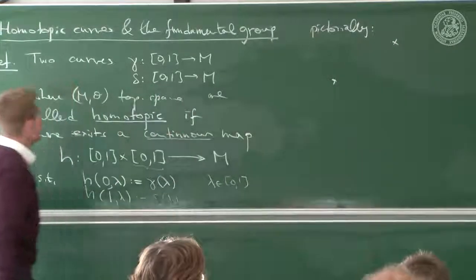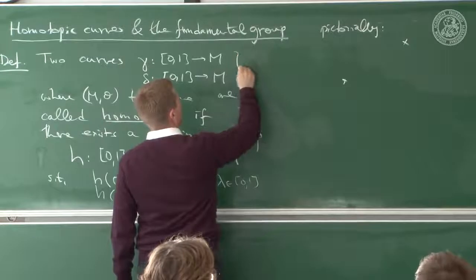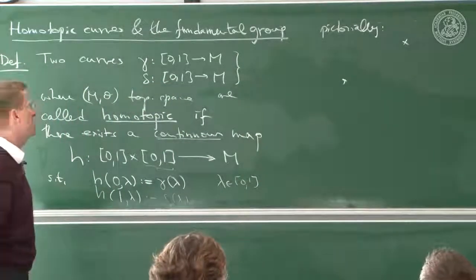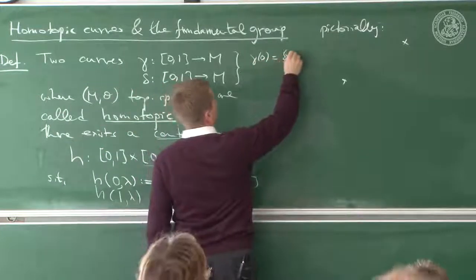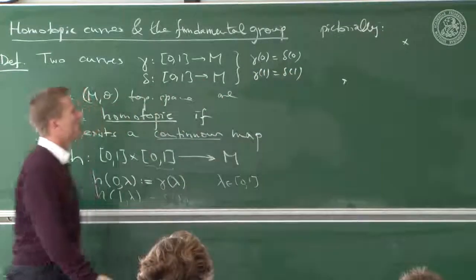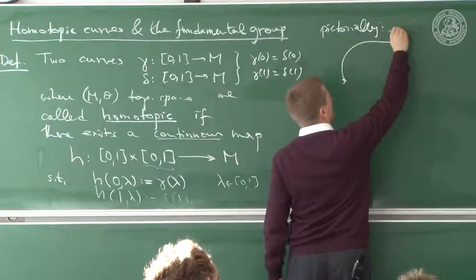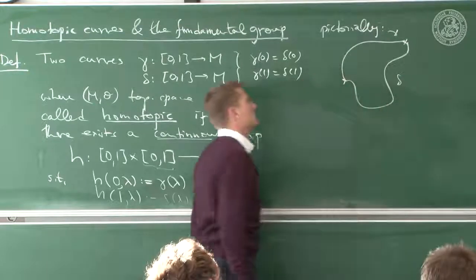sorry, I should have taken two curves, no problem here, with the same starting and end point. Yeah, that's what I want. So where gamma of 0 is delta of 0 and gamma of 1 is delta of 1. So let's take two curves that start at the same points. Let's say this is gamma, and let's say this is delta, the curve.